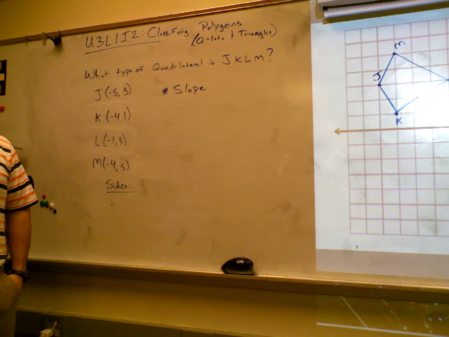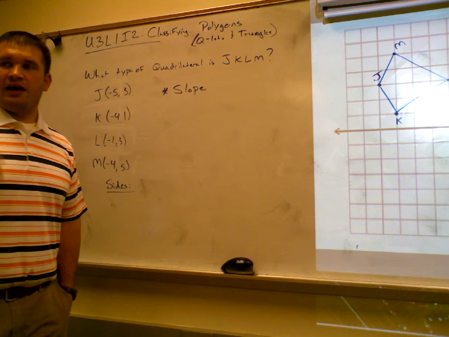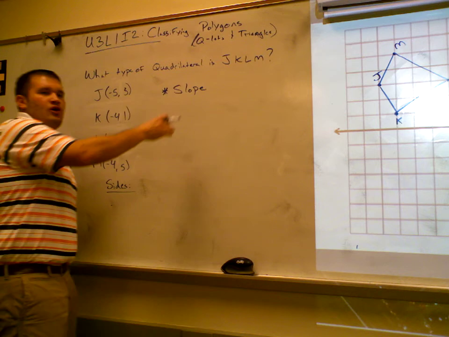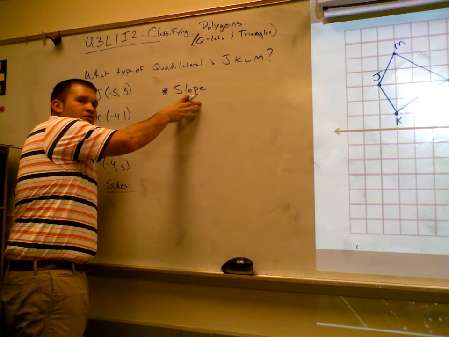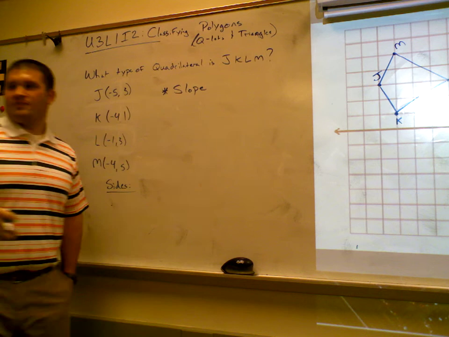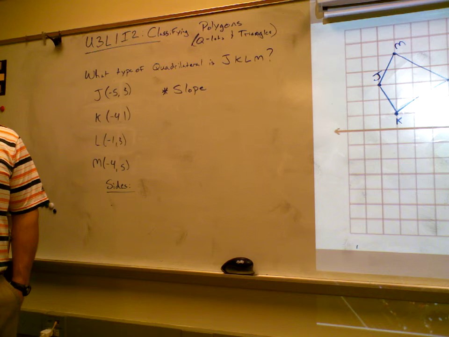If I calculate the slope of the sides, I can figure out if sides are parallel, or there's another P word in there, perpendicular, right? Remember, the same slope means the sides are parallel, right? Negative reciprocal slope means that they are perpendicular.